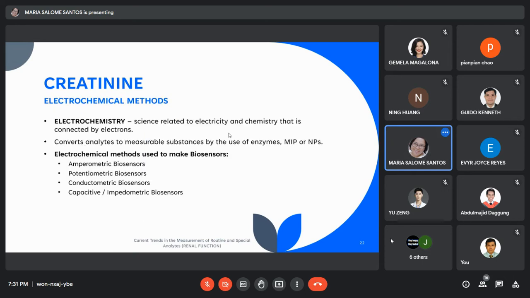For the electrochemical methods, first, electrochemistry is a science related to electricity and chemistry that is connected by electrons. In here, it converts the analytes to measurable substances by the use of the enzymes, molecular imprints, and or nanoparticles. Some of the electrochemical methods used to make biomarkers are amperometric biosensors, the potentiometric biosensors, conductometric biosensors, and capacitive or impedometric biosensors.